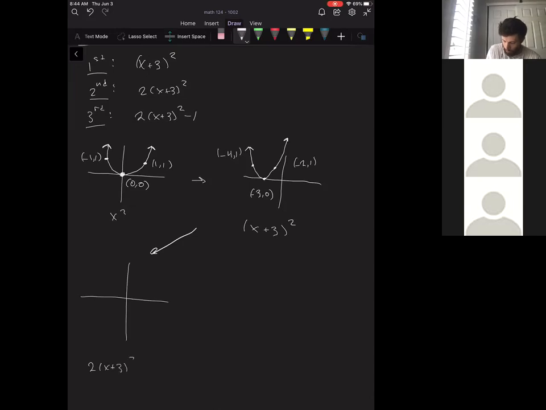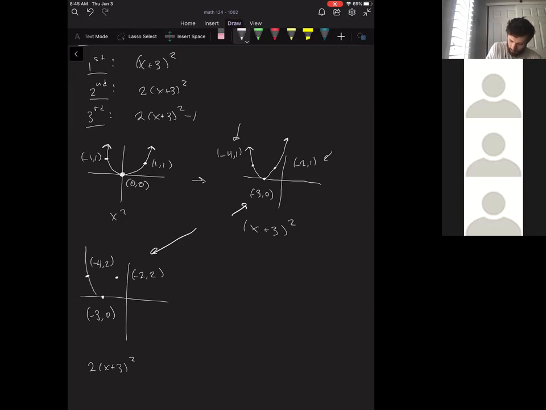So now what this 2 does is we take all of our y values and multiply it by 2. So all the previous y values, this point right here has a y value of 0, so nothing happens. That stays at minus 3, 0, because 0 times 2 is 0. This has a y value of 1, so if we do 1 times 2, we get 2. So now it's a y value of 2, minus 2, 2. This has a y value of 1, multiply that by 2, it becomes 2. Minus 4, 2.